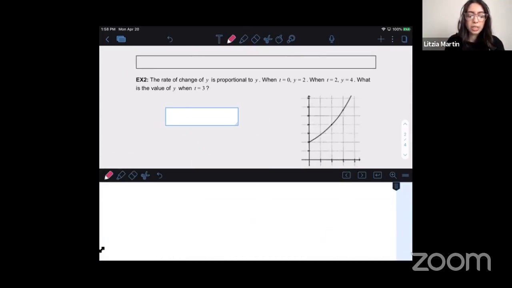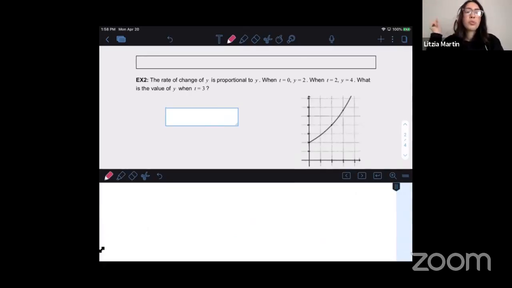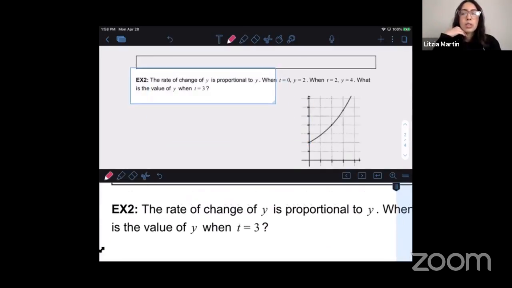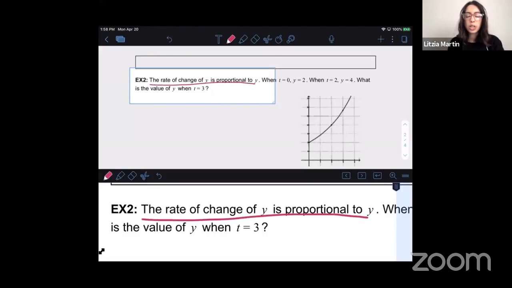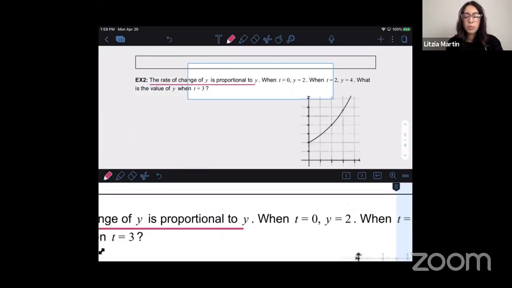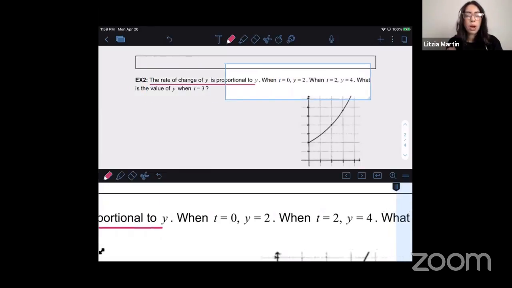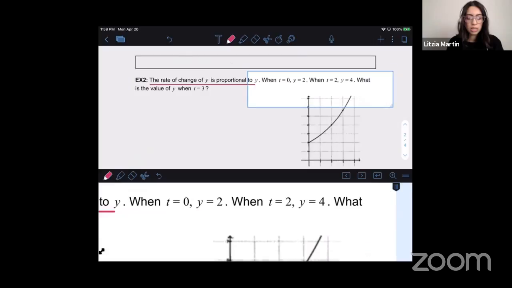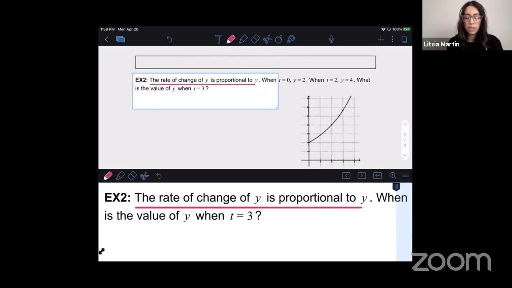Let's read through it together. First, it says the rate of change of y is proportional to y. We're going to break down this phrase and see how it is written as an equation, but let's just keep reading first. When t is equal to 0, y is equal to 2. When t is equal to 2, y is equal to 4. What is the value of y when t is equal to 3? So this is our question that we need to answer.